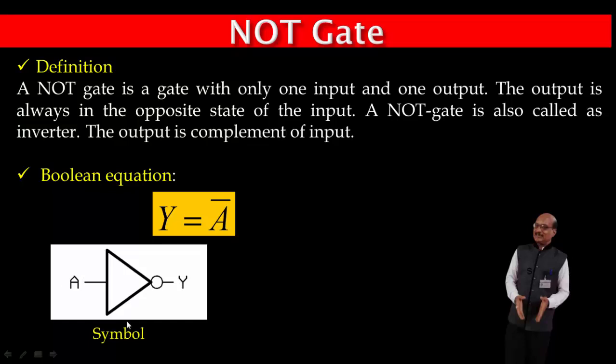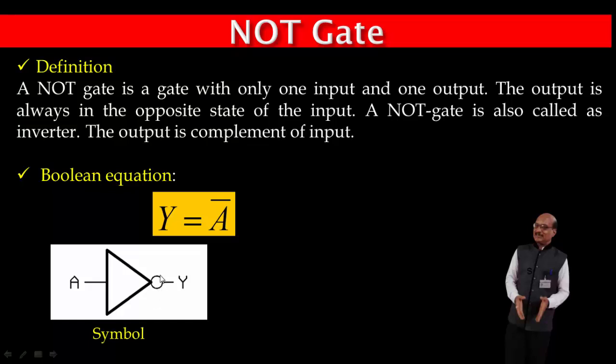What is the meaning of complement? Suppose A is equal to 1, then Y will be equal to 0. That is the opposite state. Now if input A is 0, then output Y will be 1. So always the output is in the opposite state of the input. So this type of gate is called a NOT gate or inverter.